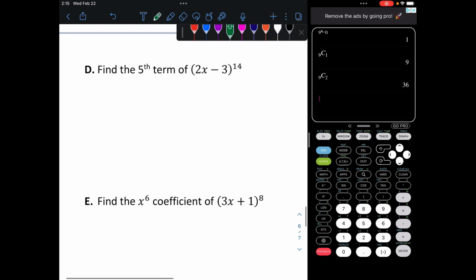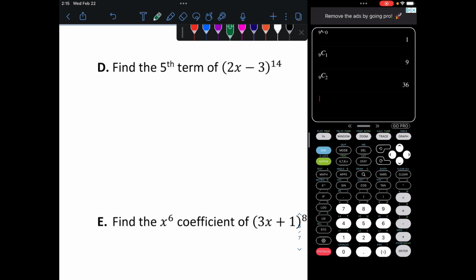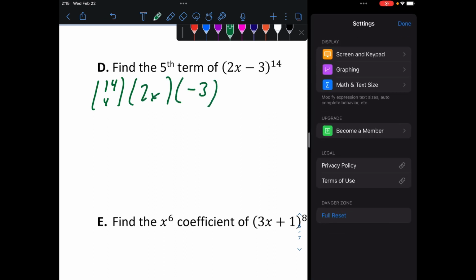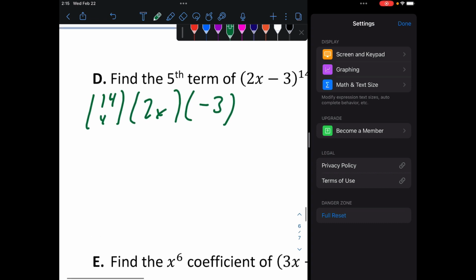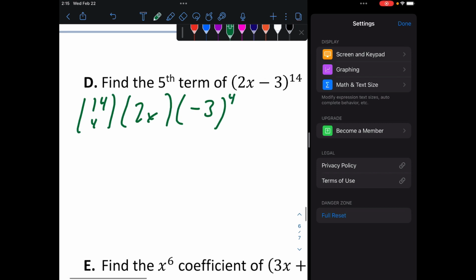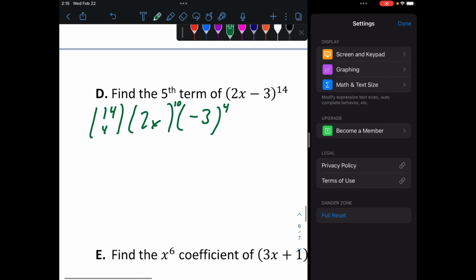Question D says find the 5th term. All right, so we're going to do 14 choose, now starting from 0, 0, 1, 2, 3, 4, so 14 choose 4. It's always going to be one less than which term you're looking for, by the way. Then 2x to a power, and then negative 3 to a power. The easiest way to do this is that this term's exponent should match this. So that's 4, and the other exponent should be 14 minus 4, which is 10.